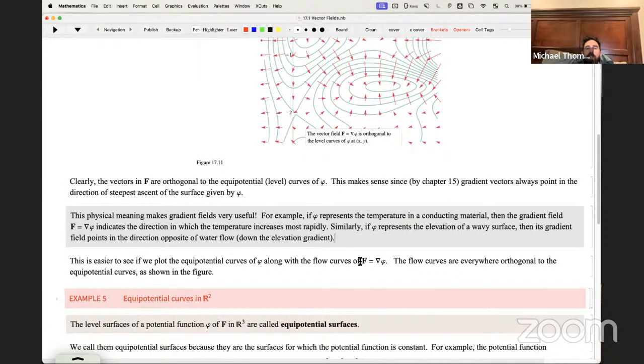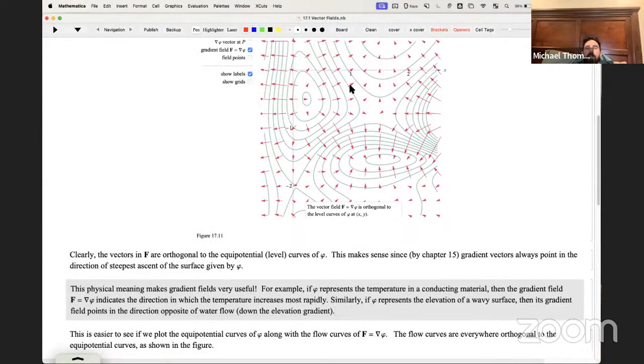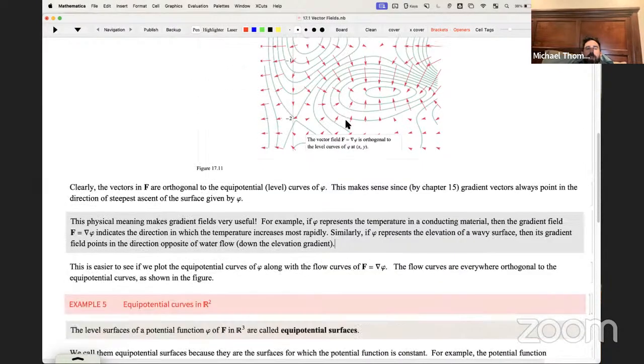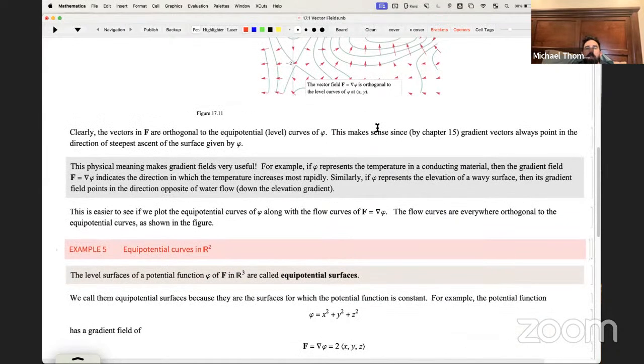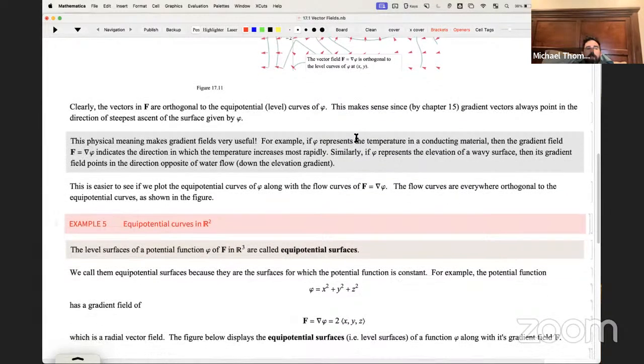Sometimes it's nicer to plot these things with flow curves. So instead of vectors, we'll just draw some straight lines. I didn't include that picture here, but you can kind of get the idea.